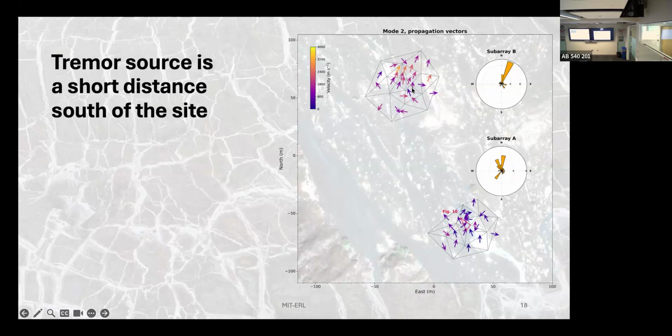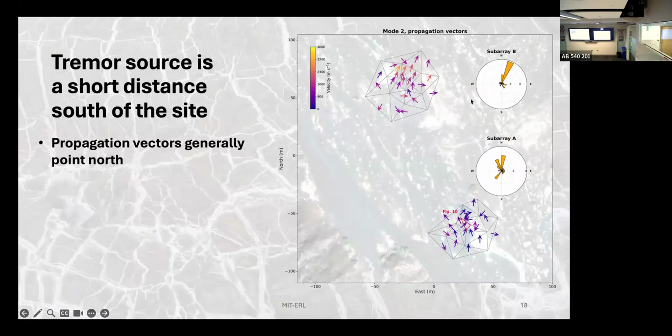Using that, we can derive a propagation vector, which is basically the local wave propagation direction for each triad of stations, as shown here. The arrow shows the local wave propagation direction, and the color of the arrows shows the apparent velocity of the wave propagation. If you put the arrows observed on the two arrays together, you see that they generally point towards north, although there is considerable scattering among them. And the two rose diagrams show the summary of the directions in the two subarrays, A and B.